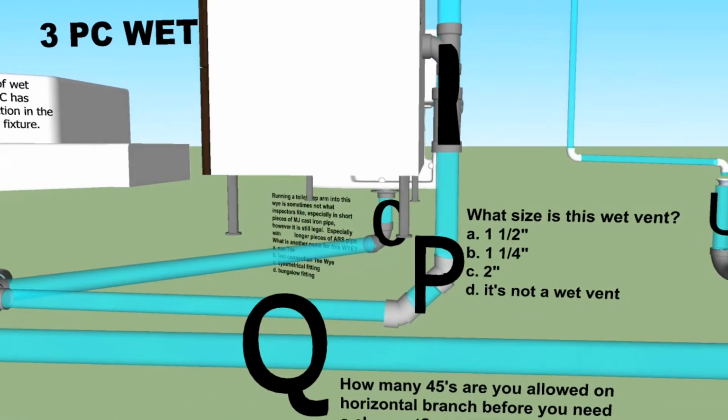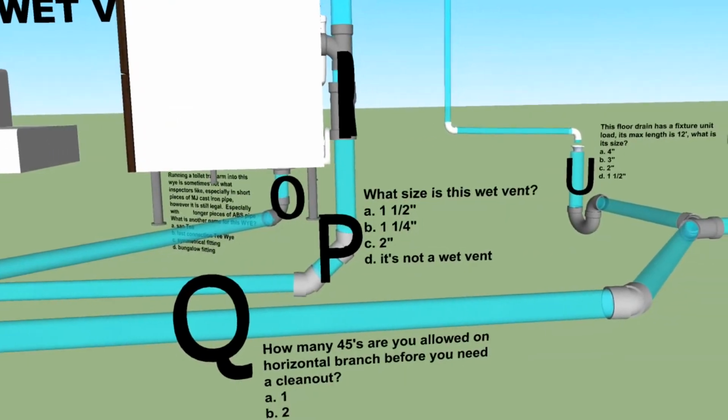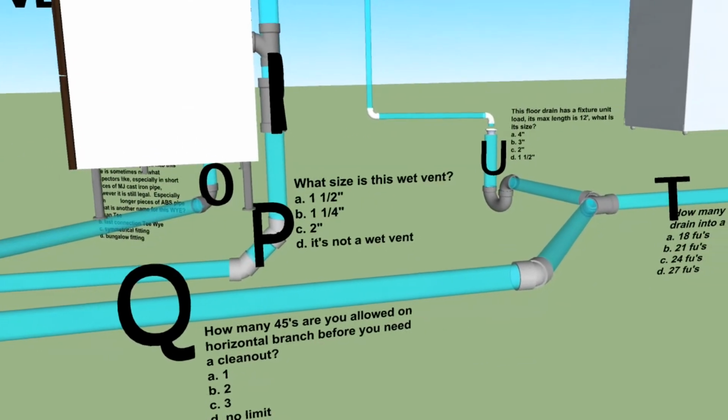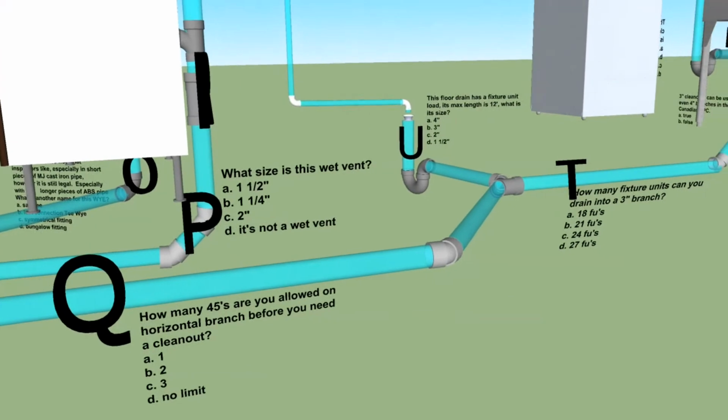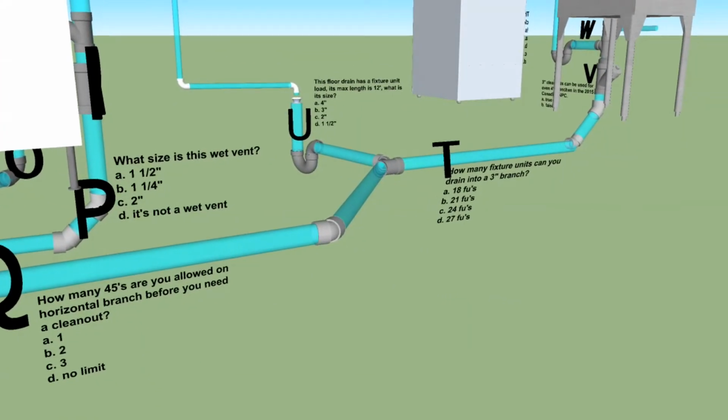P, what size is this wet vent? Is it inch and a half, inch and a quarter, 2 inch, or D, it's not a wet vent? Q, how many 45s are you allowed on a horizontal branch before you need a cleanout? A, 1, B, 2 45s, C, 3 45s, D, no limit.